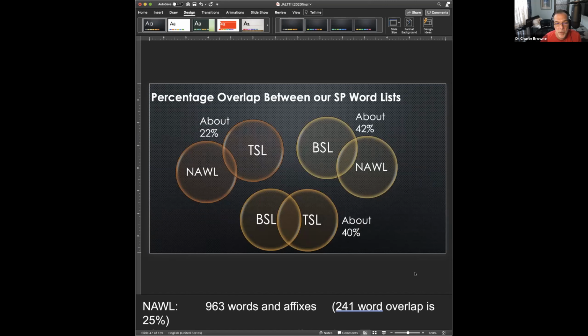This is the overlap between some of those word lists because somebody asked before, but no, you wouldn't be studying any of these lists at the same time. Step 1 would be NGSL, and then step 2 would be one of these SP word lists.